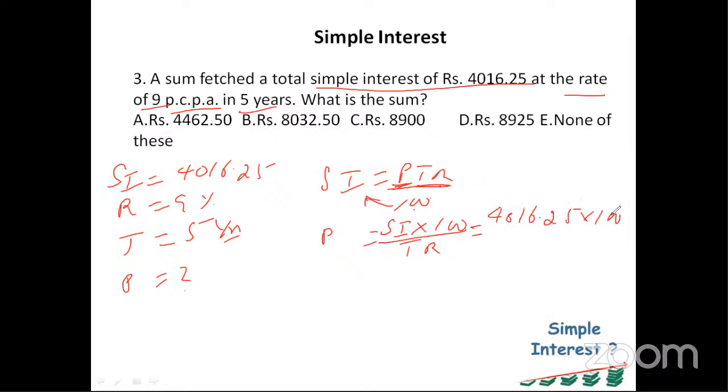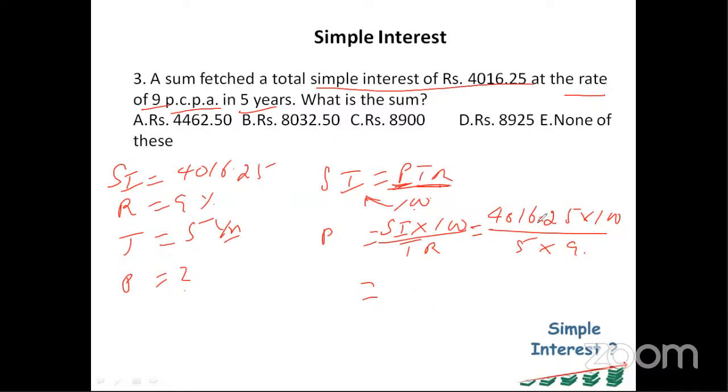4016.25 into 100 divided by TR. What is T? T is 5, R is 9. So on doing the substitutions, it's quite easy. You can very easily calculate.